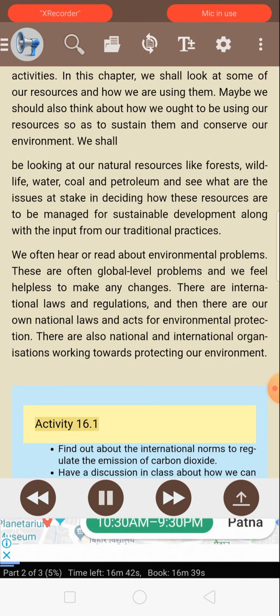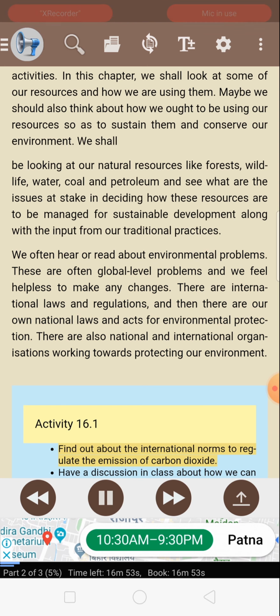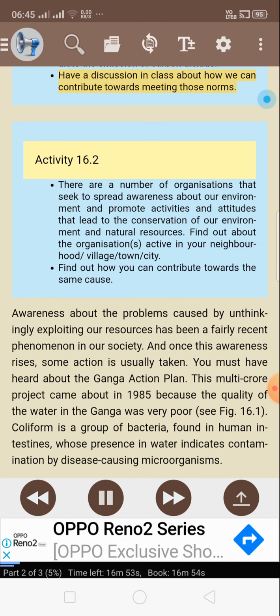Activity 16.1. Find out about the international norms to regulate the emission of carbon dioxide. Have a discussion in class about how we can contribute towards meeting those norms.